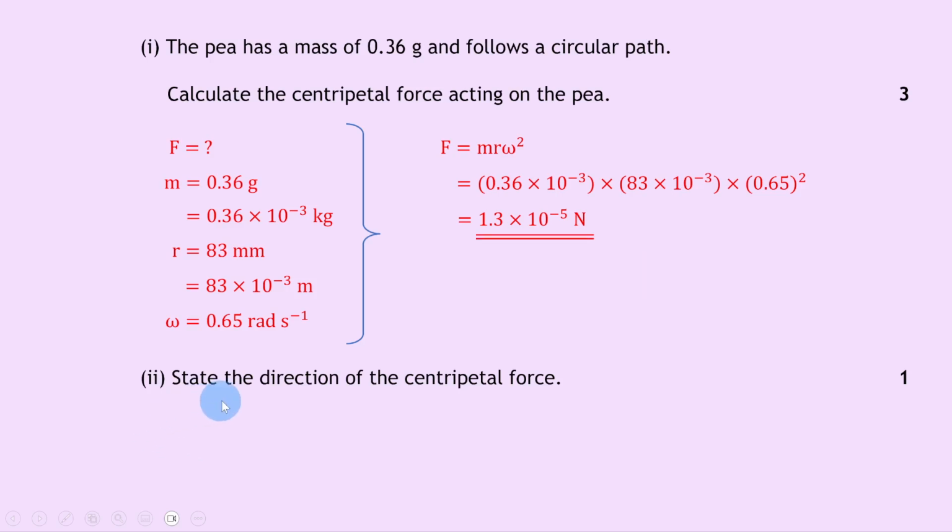B part 2 then says state the direction of the centripetal force, and there's 1 mark available for this. Well, remember centripetal acceleration and centripetal force will always act towards the centre of the circular path. And I've underlined the words centre and circular path as it's important you mention those words in your answer.